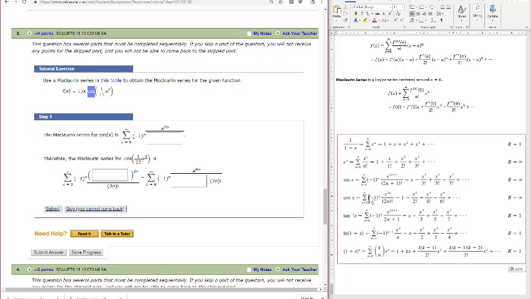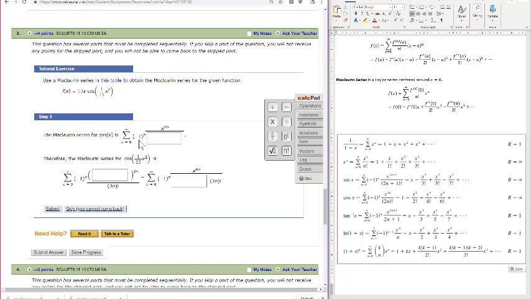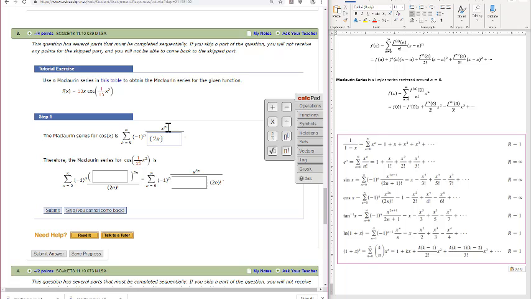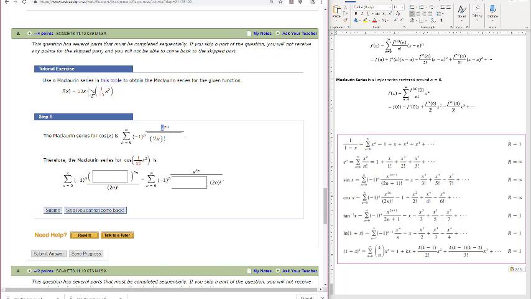And so our cosine is equal to the sum with n going from 0 to infinity, -1 to the n, alternating series, x to the 2n divided by 2n factorial. Alright, so we have the alternating series part, x to the 2n, and then 2n factorial. Now, for the Maclaurin series, since this is a cosine of 1/15 x squared, instead of cosine of x, we're going to replace all the x's with 1/15 x squared.